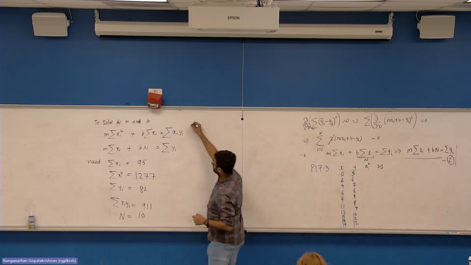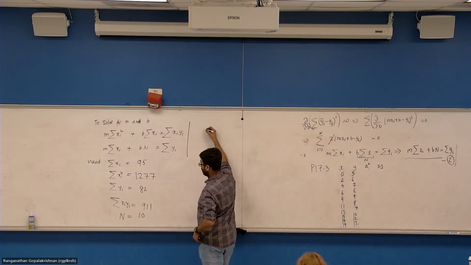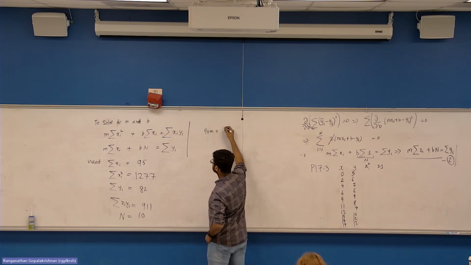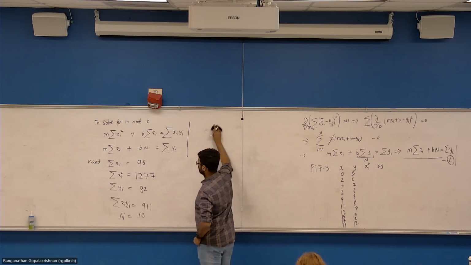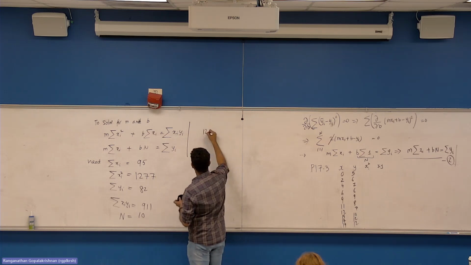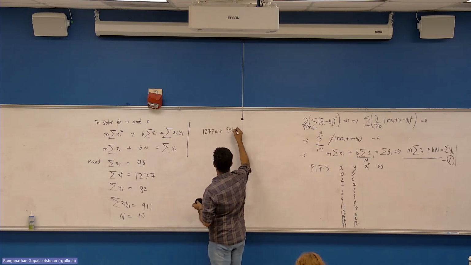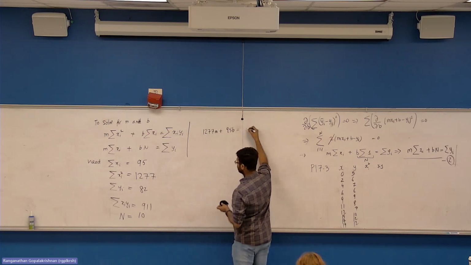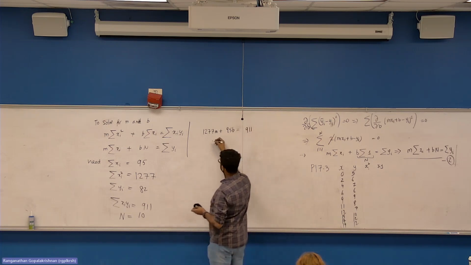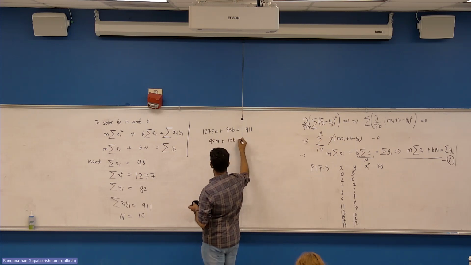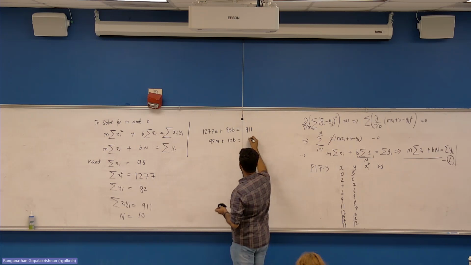So our equation to solve would be 95m plus, sorry, not 95m, 1277m plus 95b equal to 911, and then you have 95m plus 10b equal to 82.